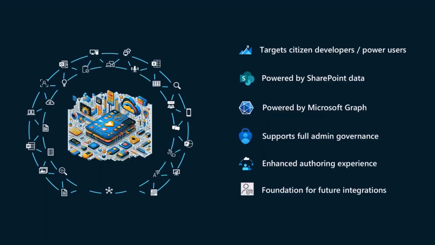So it's really targeted for citizen developers and power users. It's powered by the SharePoint data behind the scenes, powered by the Microsoft Graph. Both of those data endpoints are available to hit from an API perspective to collect and surface information. It supports full admin governance, so admins can control which applications are available. Enhanced authoring experience is what we're going to talk about today, and it's a foundation for future integration. We're looking into having additional integration options within the card designer in future. There's a lot of exciting stuff in the roadmap related to no-code options within Viva Connections as well. Not forgetting about the pro developer story at all, but it's good to empower no-code scenarios as well.